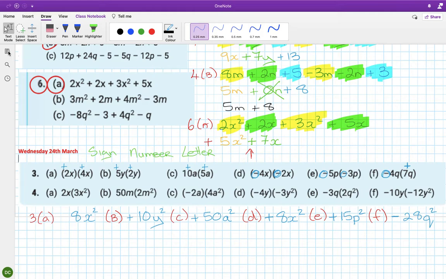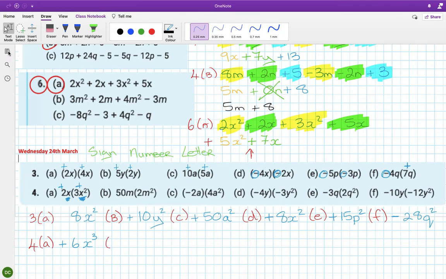Okay, and then back over for question 4. So the first one, this is plus, signs are the same, answer is plus. Numbers, 2 by 3 is 6. Remember, you're multiplying. The letters then, I have an x here, and I have 2 x's here. So that means in total I have 3 x's, which I write as x to the power of 3.